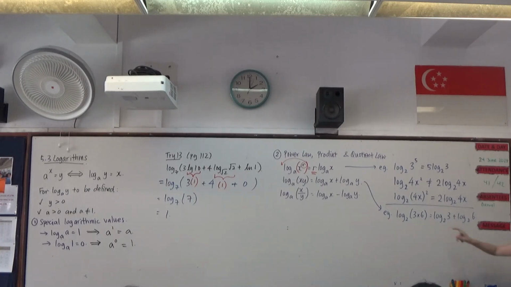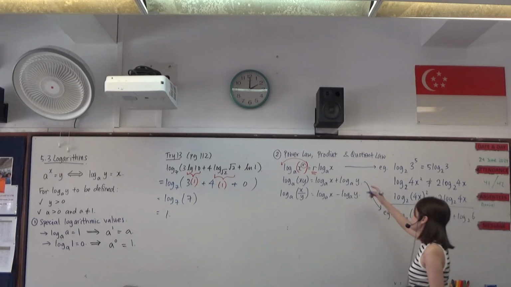So long as it is in a single logarithm and I see a multiplication, I can separate them out into two logarithms with an addition. Okay, so that is what the second product law actually means.